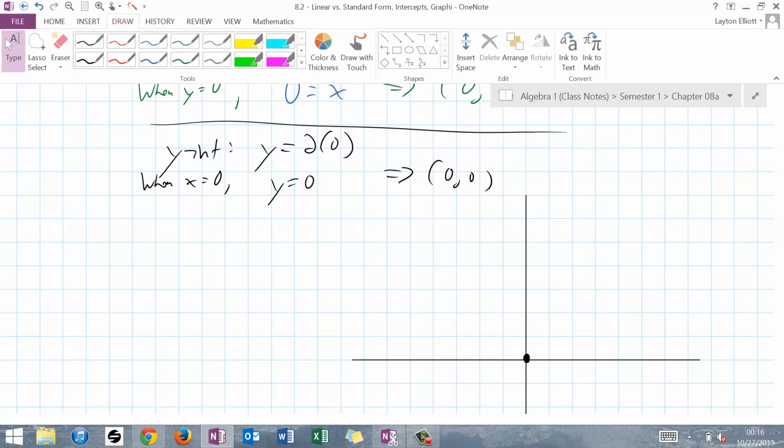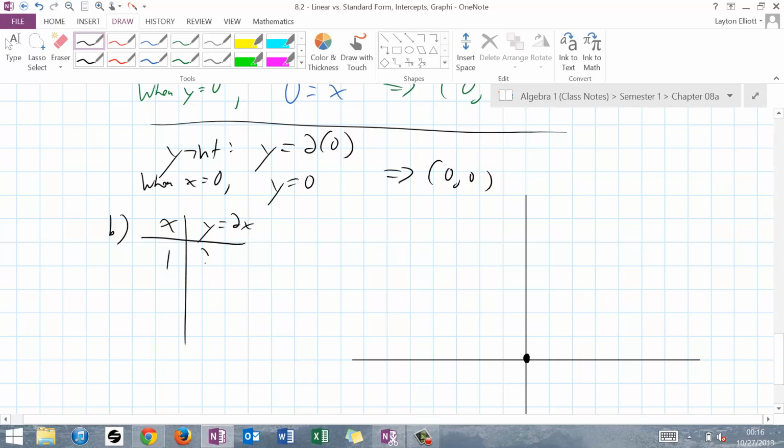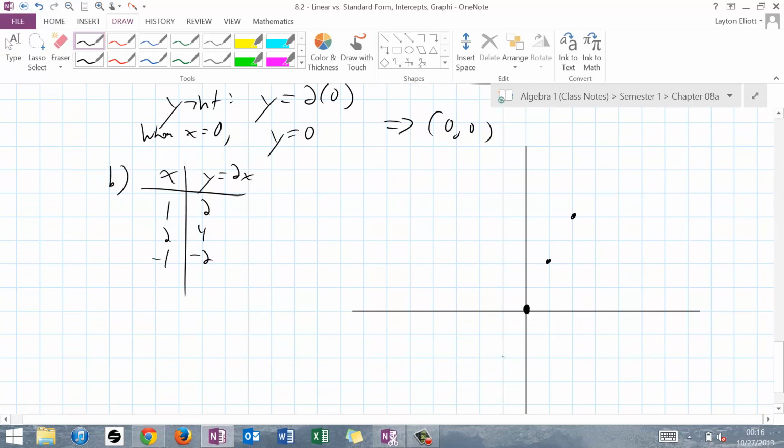So we have to find another point, and that is part B. Find another point if necessary. So I'm going to take this and make a t-chart of x and y, where y is equal to 2x. So if I say 1, then y is 2. If I say 2, then y is 4. If I say negative 1, y is negative 2. That's plenty of points. We only needed one of them, but I gave you 3. So 1, 2, 2, 4, and negative 1, negative 2.